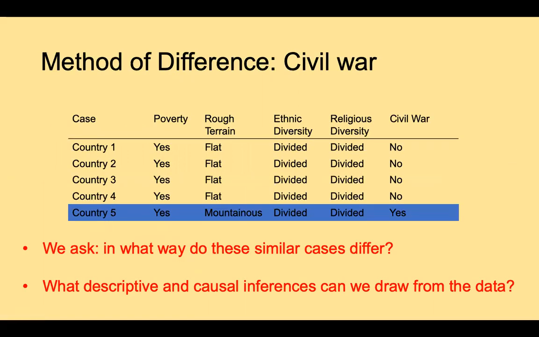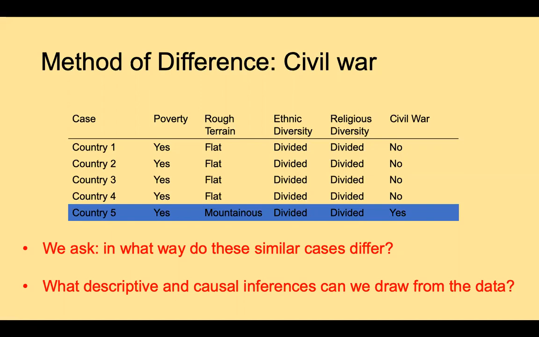So we're going to start with the method of difference. And what I've done here is I've differentiated between positive and negative cases. Country 5 is a positive case of civil war because it has the yes under civil war. Countries 1 through 4 are negative cases. That means they did not experience civil war. And that's why they have no here in this column here. And so we're using the method of difference, and that means that we examine this data and we ask, in what way do these similar cases differ? What factor is it that differentiates these cases? And I'm going to put it to you.